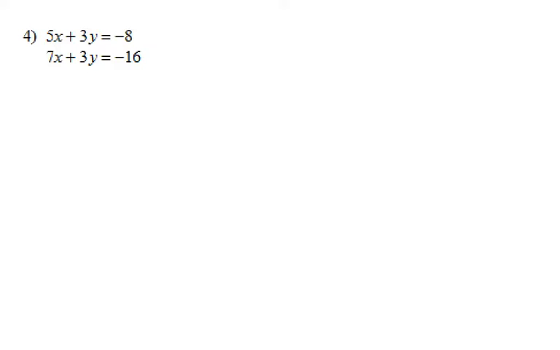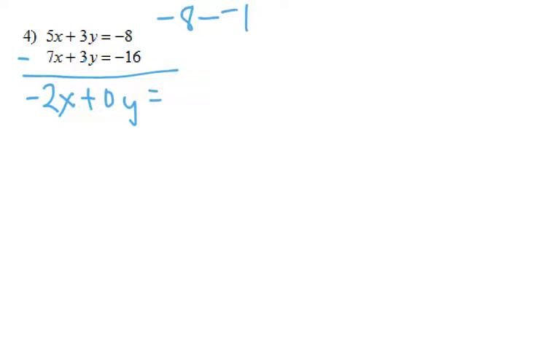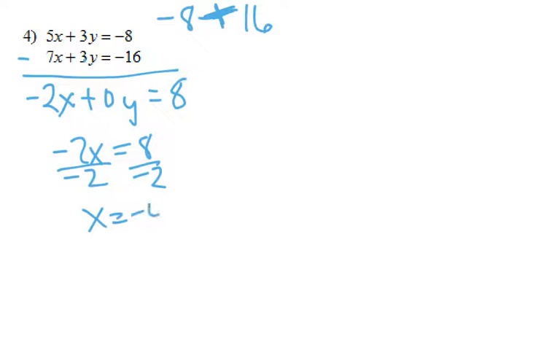Now if I look at number 4, this time the y variables are the ones that are the same. And notice they're exactly the same. They're both positive. They're both plus. So this time I'm going to have to subtract. So 5 minus 7, negative 2x. 3 minus 3, 0y. Negative 8 minus negative 16. So this is where it can be helpful to write it out, because I realize that that's going to be plus a positive 16. So negative 8 plus 16 gives us positive 8. Okay, so you got to be aware of that. So negative 2x equals 8, divided by negative 2, and x equals negative 4.